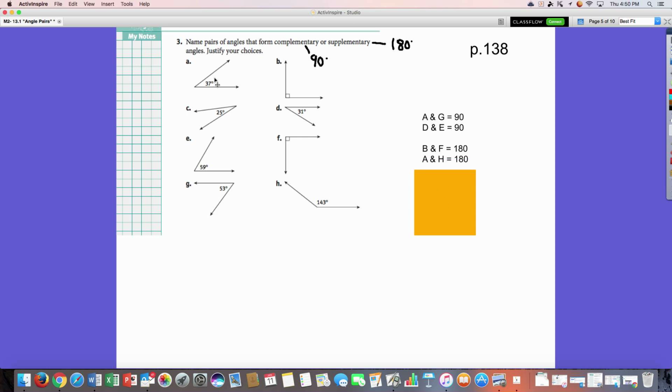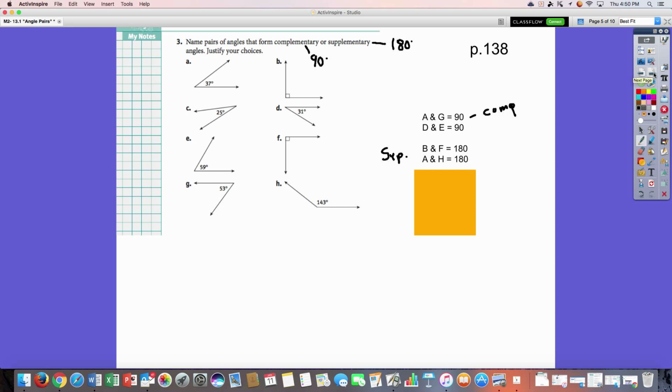And A and H, 137 and 143. If I add those together, I get 180 degrees. So those are supplementary. So these sets are supplementary. And these are complementary because they equal 90. That's kind of a weird looking P, isn't it? There, I fixed it.